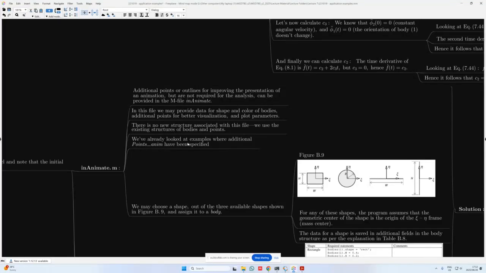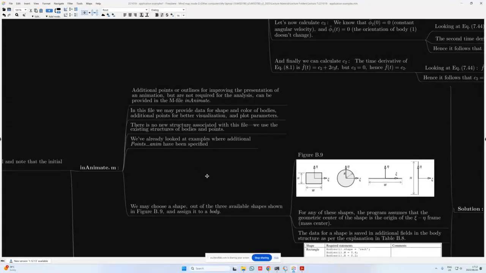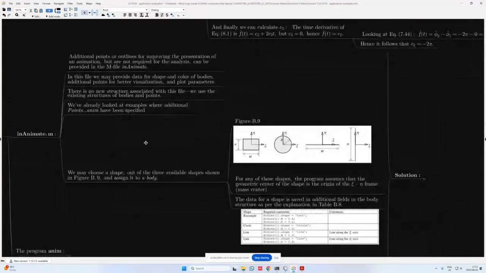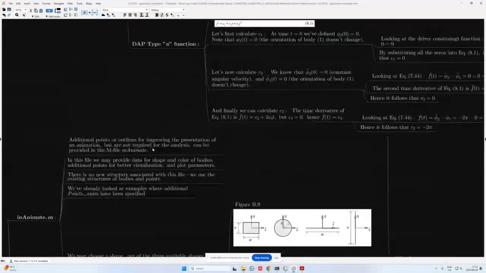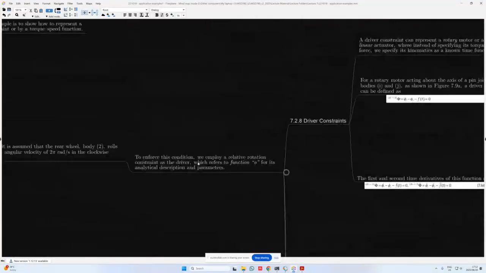We've already looked at an example previously where additional points anim have been specified. And we're going to look at that again when we look at the car. Just as a preliminary to what we're going to look at over there, point 5 and point 6 don't actually connect to any joints. So therefore we can define them under the inAnimate file instead of under the inPoints file. We only want to see what actually happens to this point as the wheels are rotating.